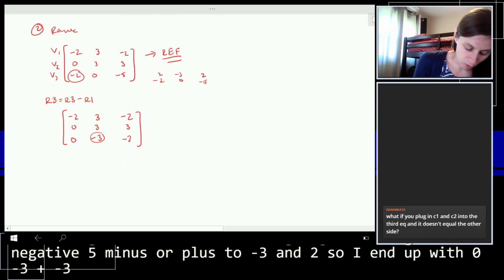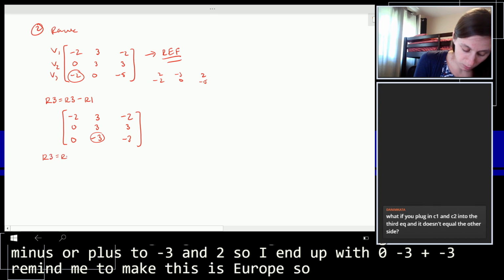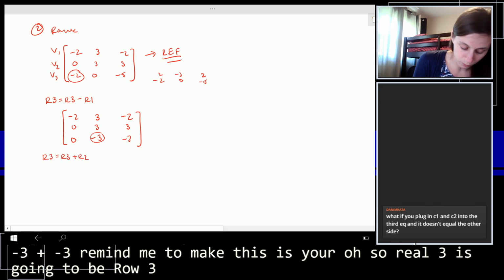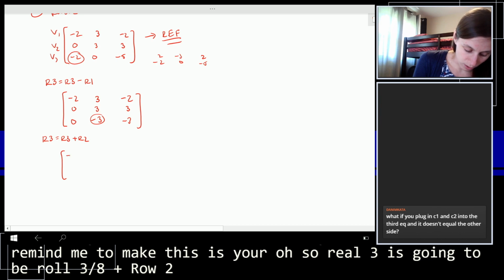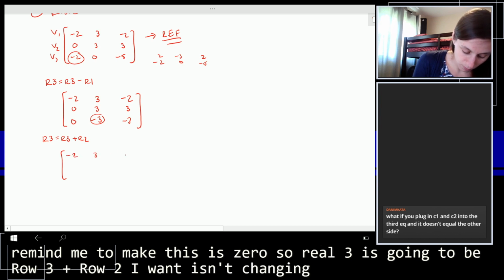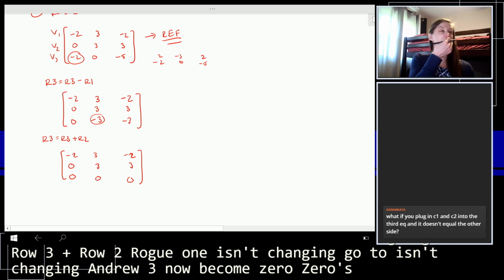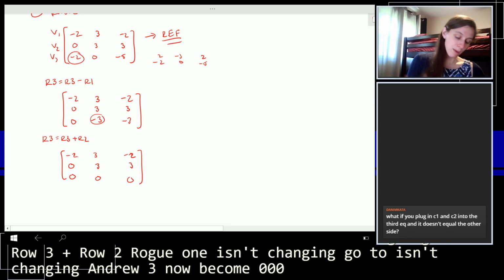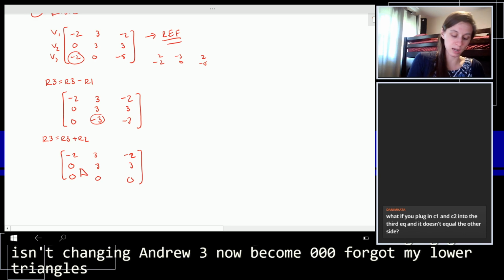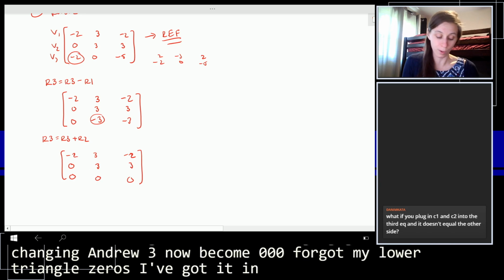Then I'm going to make this a 0. So row 3 is going to be row 3 plus row 2. Row 1 isn't changing. Row 2 isn't changing. And row 3 now becomes 0, 0, 0. So I've got my lower triangle of zeros. I've got it in row echelon form.